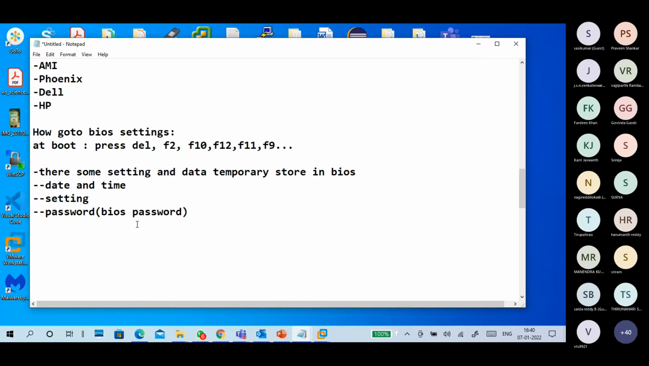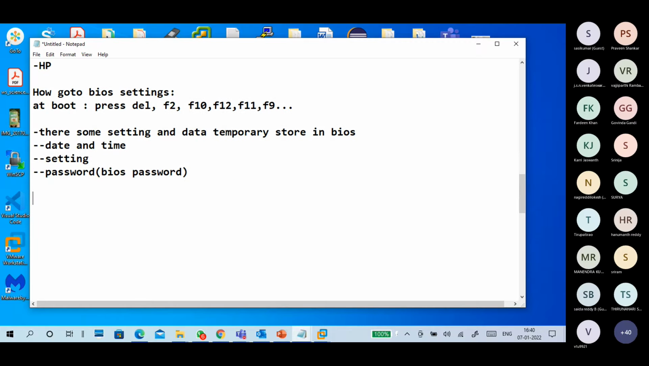Okay, this is the correct one. Next, guys, look at here. It's temporary. Temporary means whenever the power is turned off, the temp data, the temporary data, will be lost, right? That is called temporary.